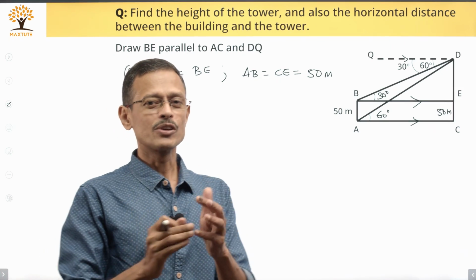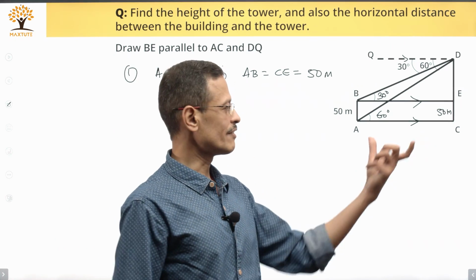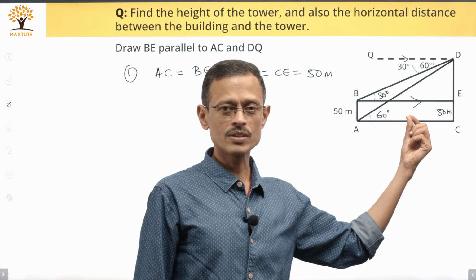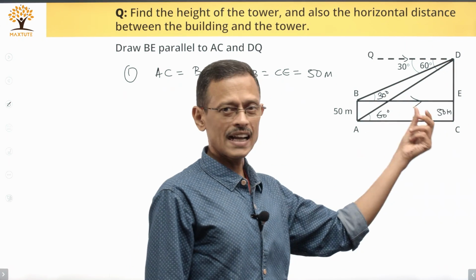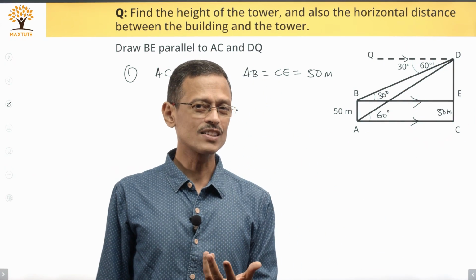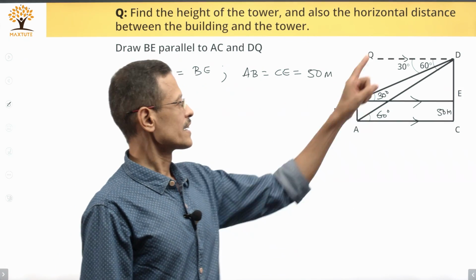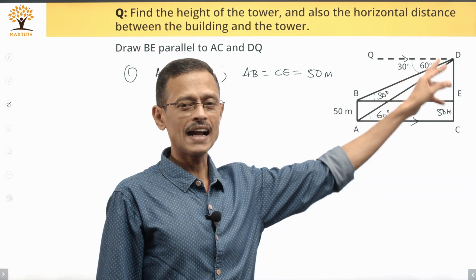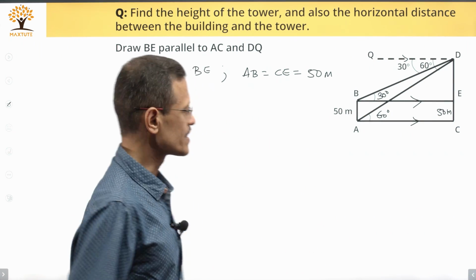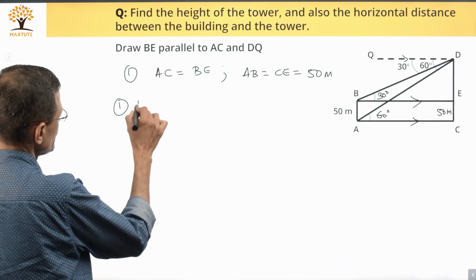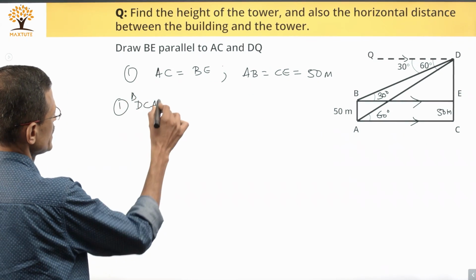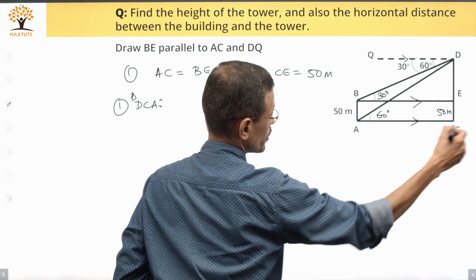So, at some level we are going to be working with some information available either in terms of variable or values for the opposite side and the adjacent side. So, it makes sense for us to look at tan of angle 30 and tan of angle 60 respectively in triangles DEB and DCA. Let us start with triangle DCA. First I am going to look at triangle DCA. In triangle DCA, this is the triangle we are talking about.